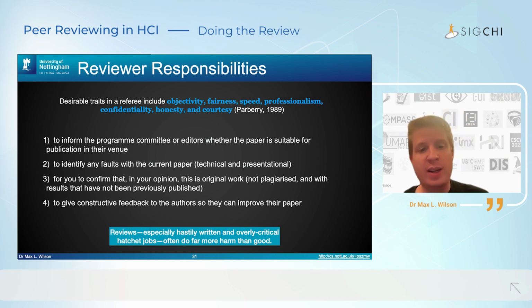There's one quote which I've since lost the exact reference to. I can't remember if it's from the same Parbury 1989 paper, but they're saying essentially that reviews, especially hastily written and overly critical reviews, often do more harm than good. A good review is constructive and reflective and provides guidance to both the senior reviewers and to the authors.